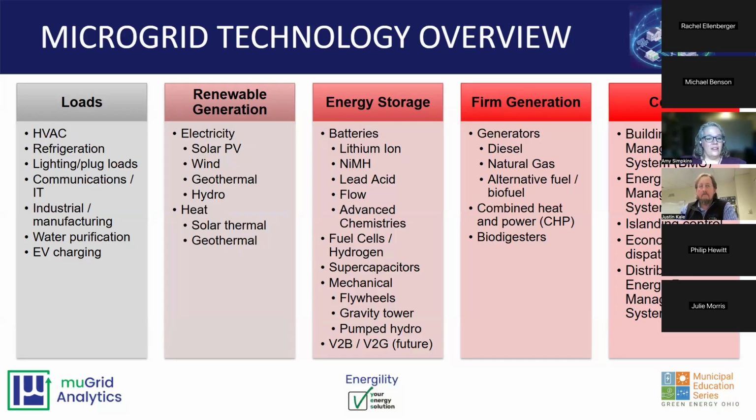This is to give you a concept of what the flexible components are and what architectures can look like. So we're going to talk about each one of these categories. We're not really going to dive too far down into firm generation. The only thing I'll say about that before we move on is that firm generation can cover traditional generators that you might think of, diesel generators or natural gas or propane generators. But there are generators out there that also accept alternative fuels or biofuels, plant-based fuels.